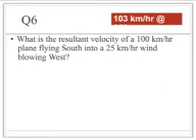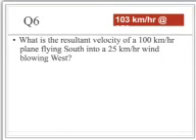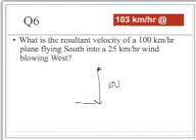Okay, this next problem will show what to do if your vector is in a quadrant other than quadrant 1. So we're going to start with our dot to show our starting point. We're going to go 100 kilometers per hour south and 25 kilometers per hour west. Here's our resultant. We're going to end up in quadrant 3.